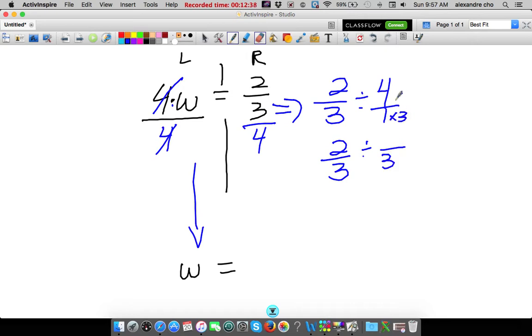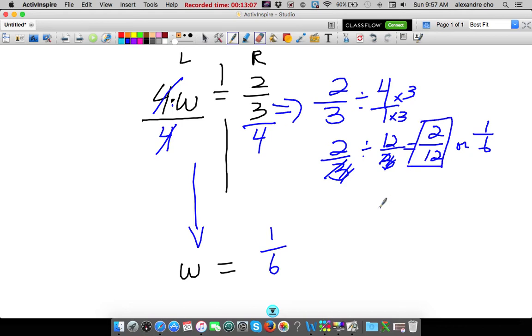So this was times 3. On top was times 3. So 4 times 3 is 12. Remember what we can do here because our fractions are the same. We can cross these out and just pretend it's 2 divided by 6, and we can write that as 2 over 12, or 1 over 6. So our W is 1 over 6. And I'm not happy with the way I did this. So our answer is 2/12. And notice that they didn't simplify. So this is our answer, 2/12.